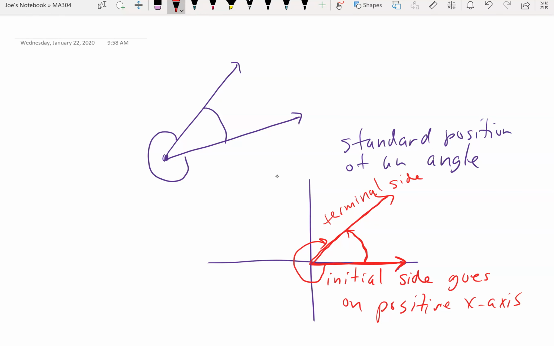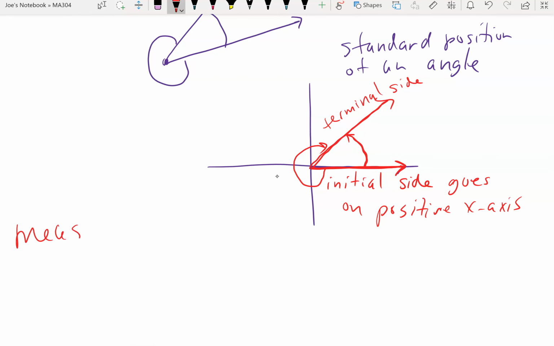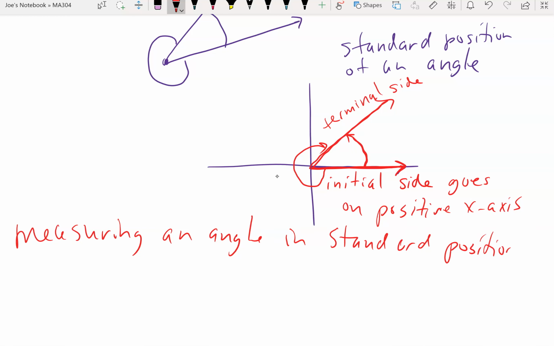When we talk about which way we went, we always start measuring from the initial side. We either go up to the terminal side or down and around to the terminal side, but it always starts from the initial side when we measure. So again, just to write that down, measuring an angle in standard position always starts at the initial side.